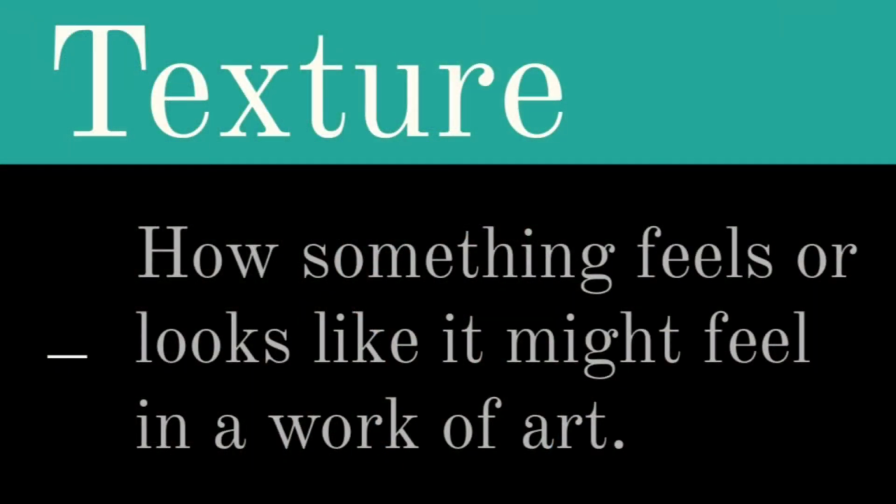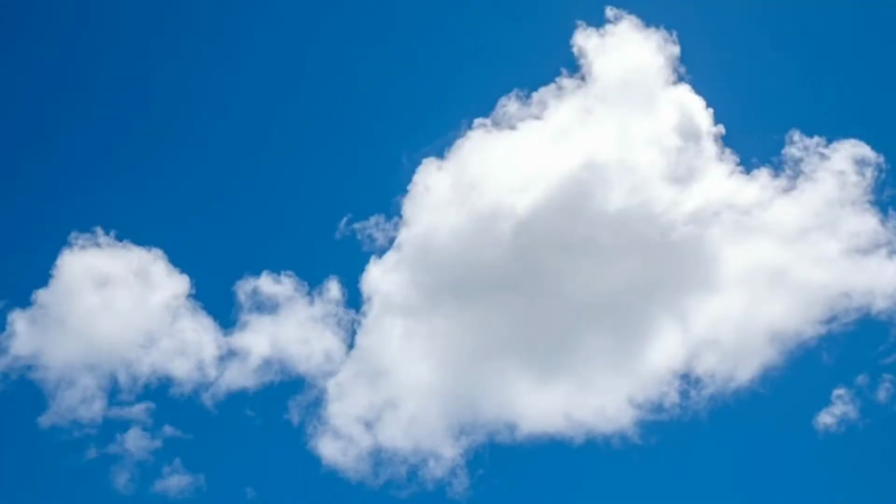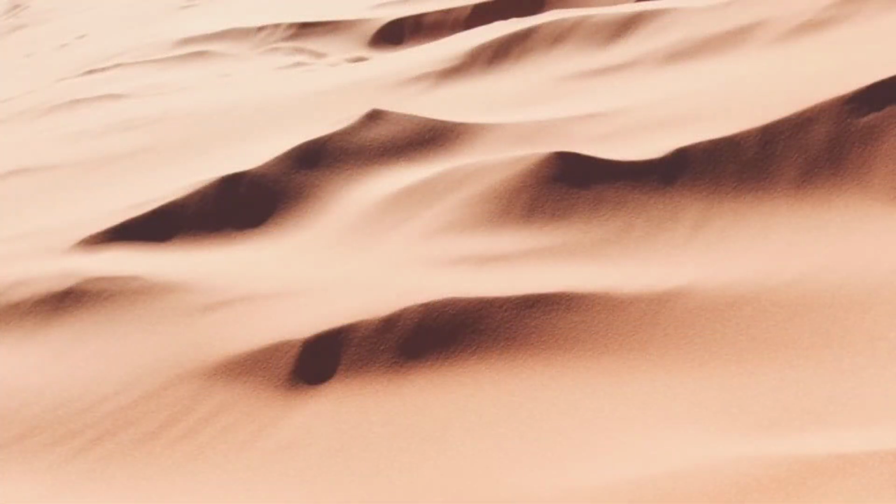We're also going to learn about texture. Texture is how something feels or looks like it might feel in a work of art. Look at some of these different textures and think about how they would feel if you could touch them. What words come to your mind? Maybe soft, rough, sharp, or bumpy?